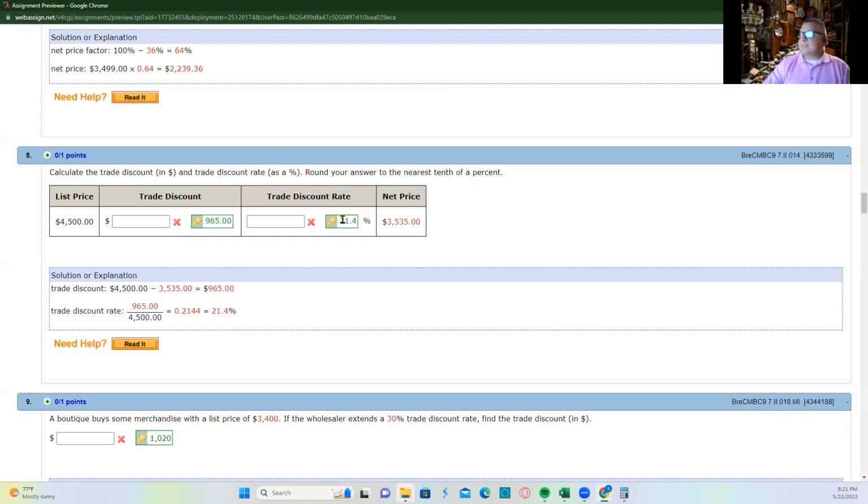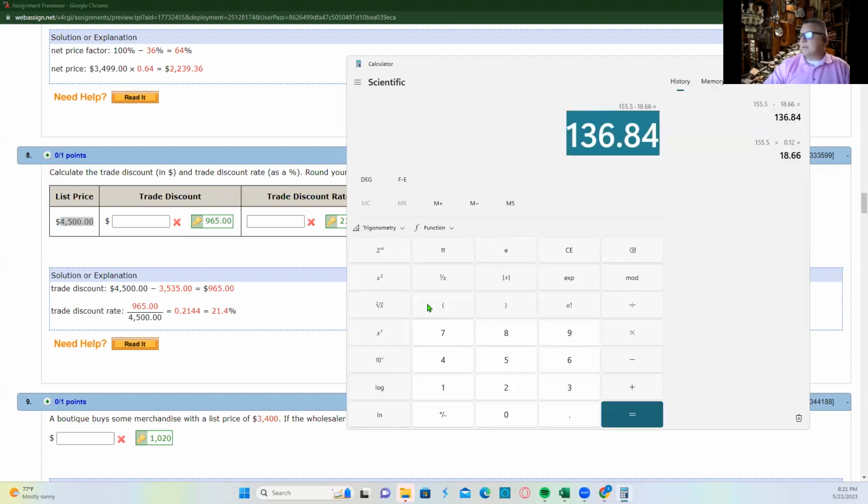Now, in order to figure your discount rate, you're going to take that trade discount, the actual money, over your list price. It becomes one of those hated fractions. Okay. So we're going to just plug that into the calculator. 965 divided by 4,500. I know we see it here.